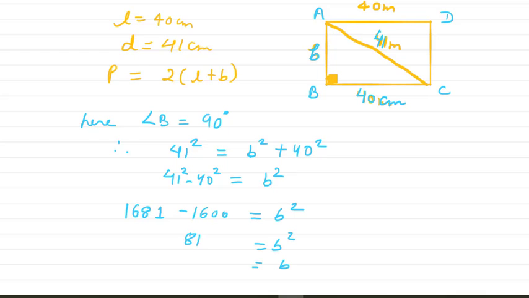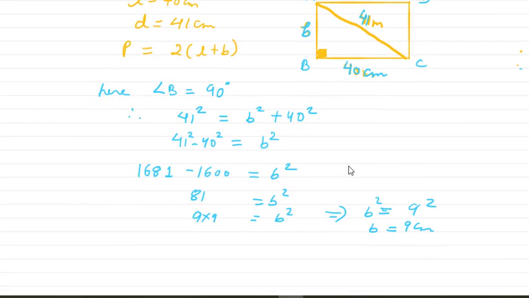So B will be... B square is 9 into 9. So you can also say that B square equals 9 square. So your B will be 9 centimeters. So we have found the value of B, that is the breadth.